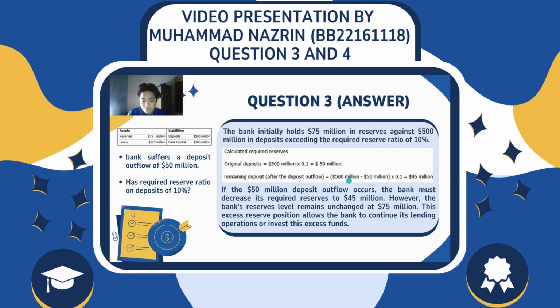After that, we have to find the remaining deposit, which is 500 million minus 50 million, multiplied by 0.1. We get 45 million here. So, conclusion, if the 50 million deposit outflow occurs, the bank must decrease its requirement reserve to 45 million. However, the bank reserves level remains unchanged at 75 million. This excess reserve position allows the bank to continue its lending operation or invest these excess funds.